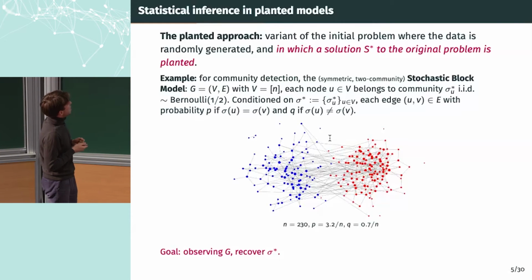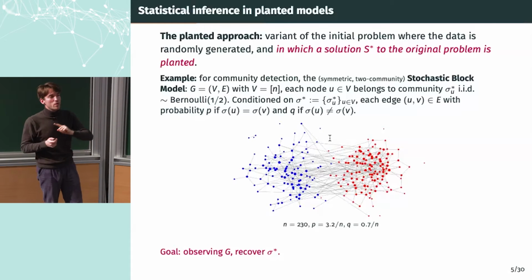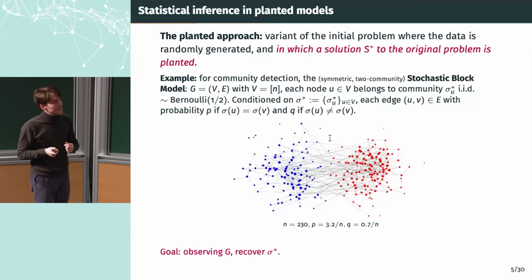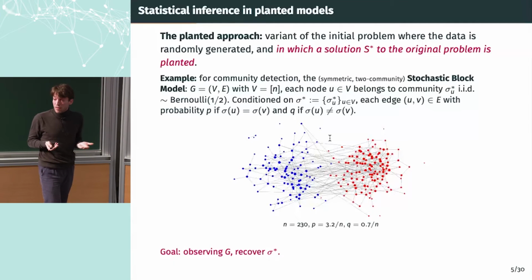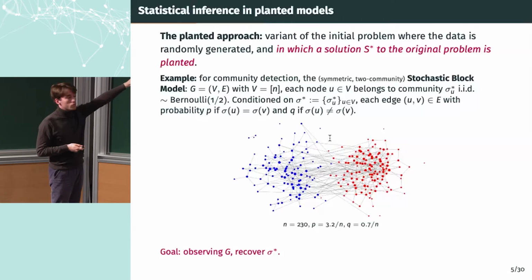Now the goal is a little bit different from what we had at the beginning. Remember, we had this mean bisection combinatorial optimization problem. Now it's more of a statistical flavor, because we observe an instance and we want to recover the signal.